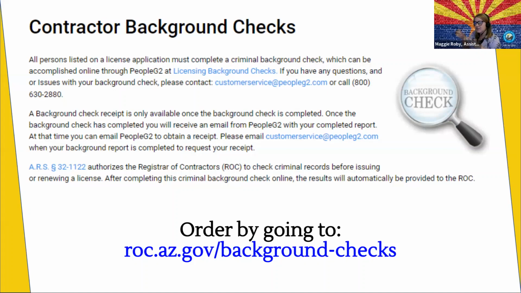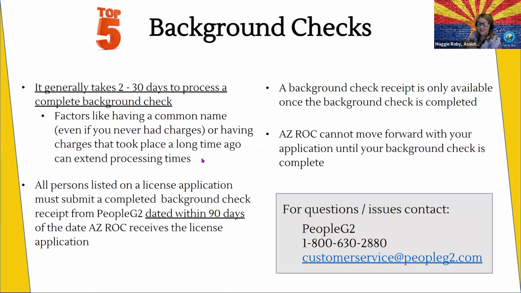We don't have a specific time frame on how long it will take your background check to be completed. Again, there are other factors that can play into that, whether or not they need court documents, or if a court is closed, or if somebody moved multiple times and they have to double check those different addresses. There are different factors that play into the price and time frame. So start your background checks as one of your first things you do. Like I said, it can take anywhere from 2 to 30 days to process a completed background check.